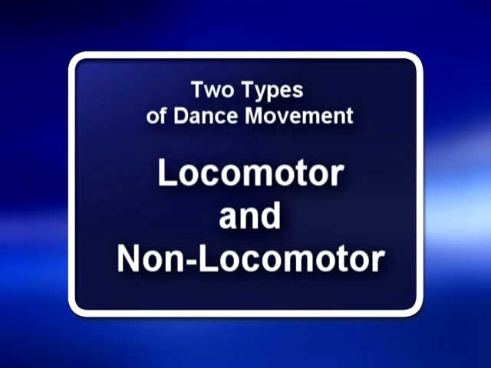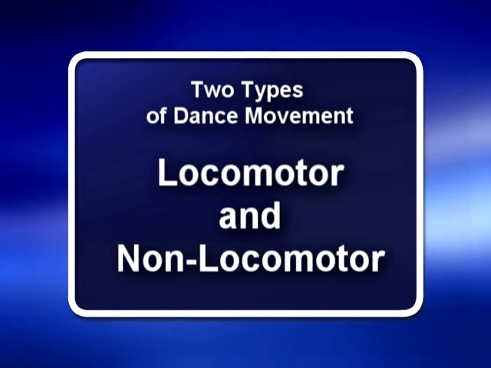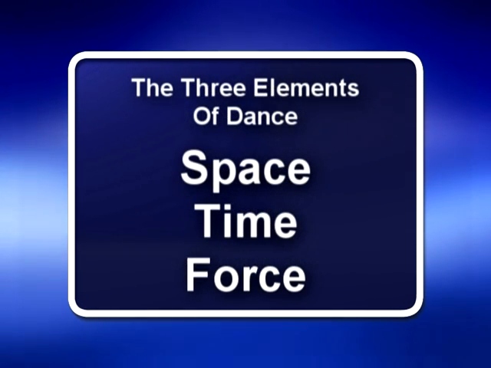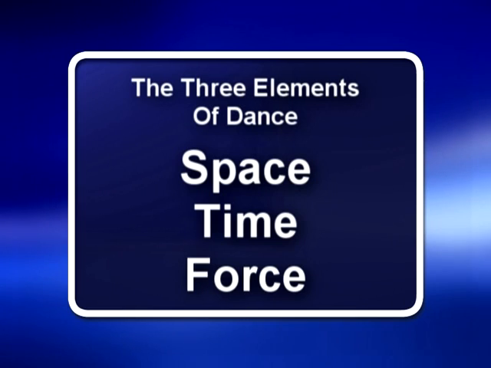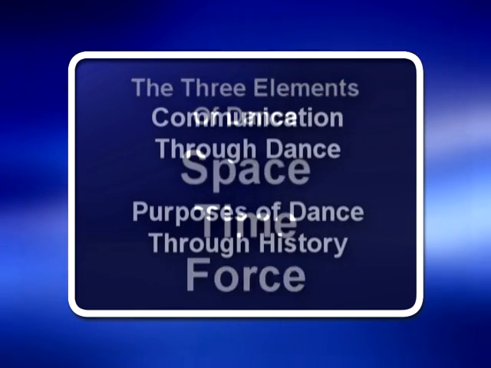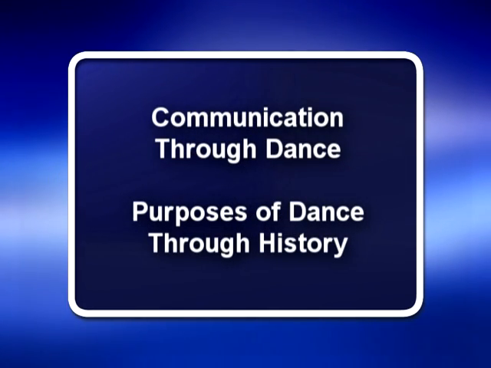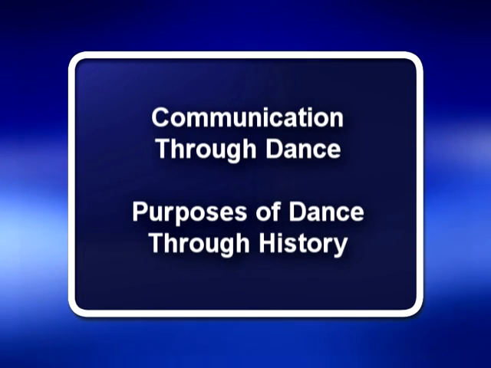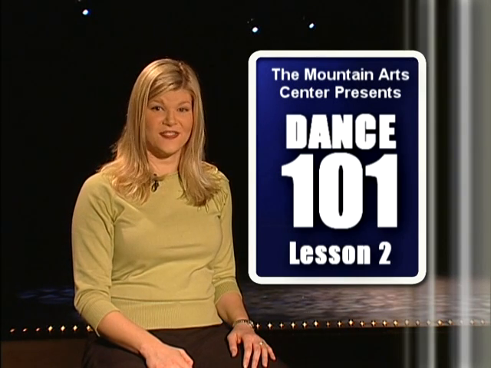Previously, we discussed the two types of dance movement, locomotor and non-locomotor, and the three elements of dance, space, time, and force. Today, we're going to take a look at how we communicate thoughts, feelings, and ideas through dance, and some of the ways dance has been used throughout history. We'll also talk about 4 of the compositional forms a dance can take and how to find the theme of a dance. Are you ready?